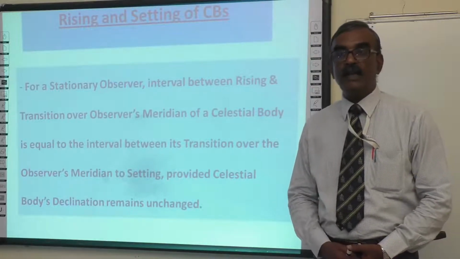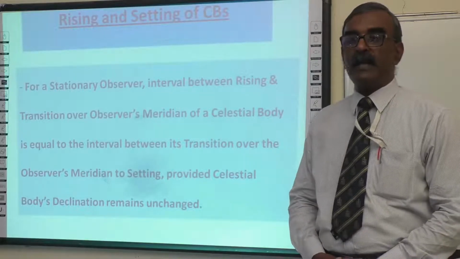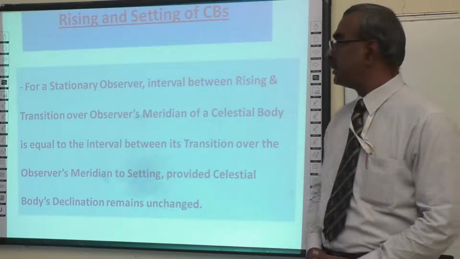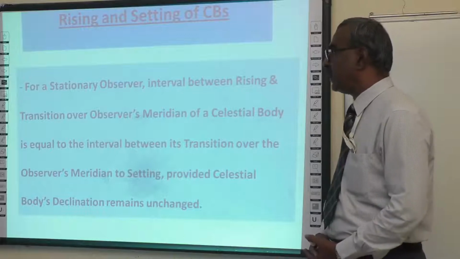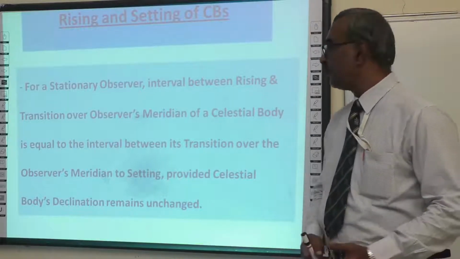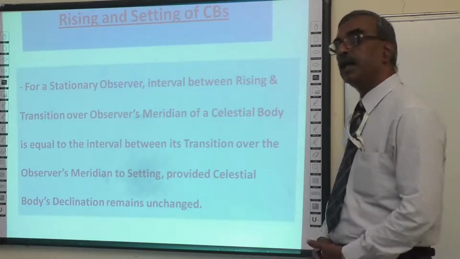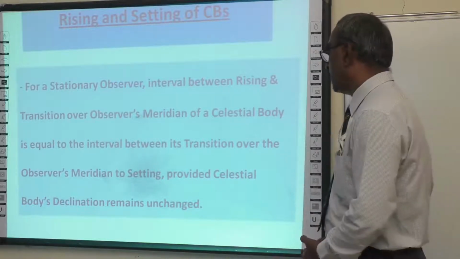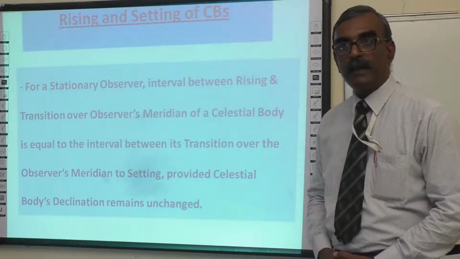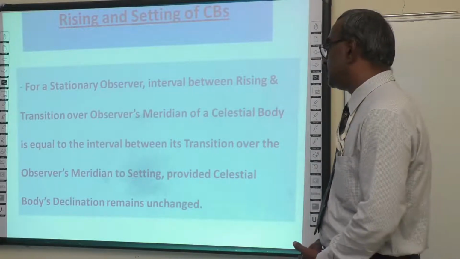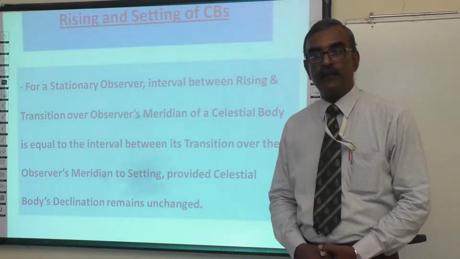Hence, for a stationary observer, the interval between the rising and transit over an observer's meridian of a celestial body is equal to the interval between transit over the observer's meridian and setting of the celestial body, provided for that day the celestial body's declination remains almost the same.